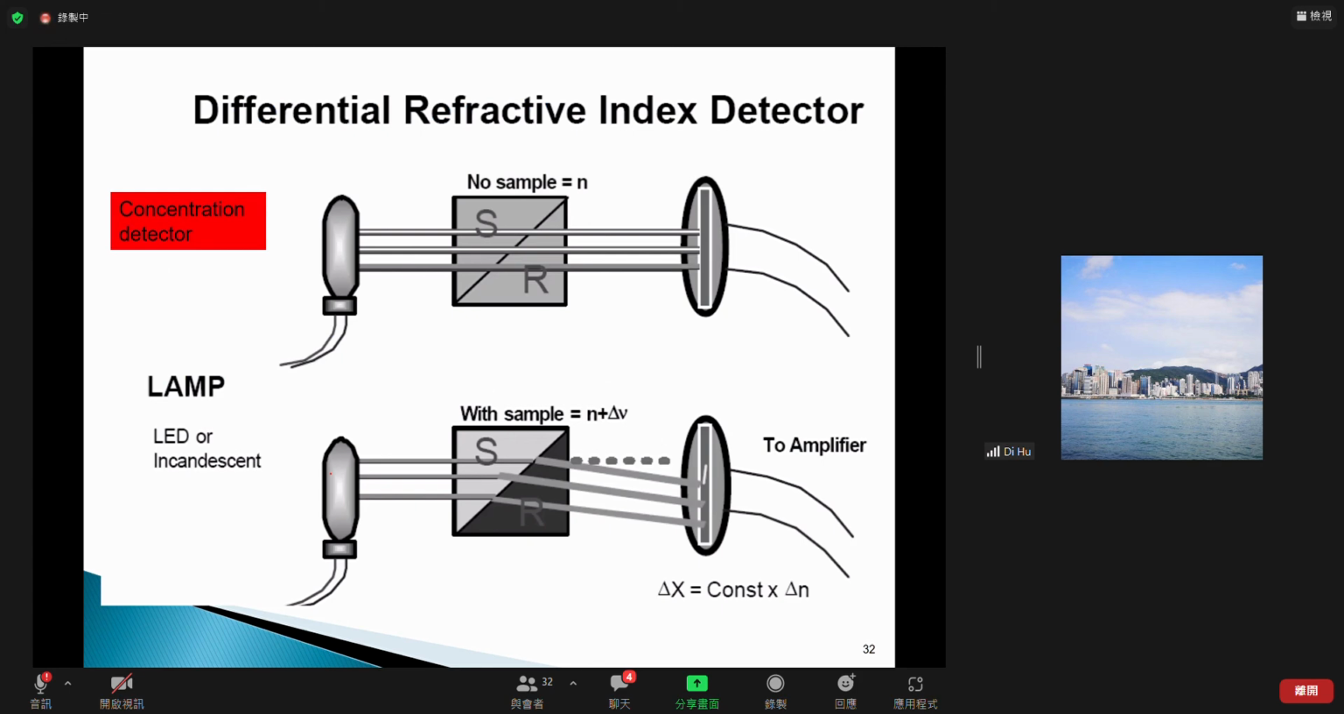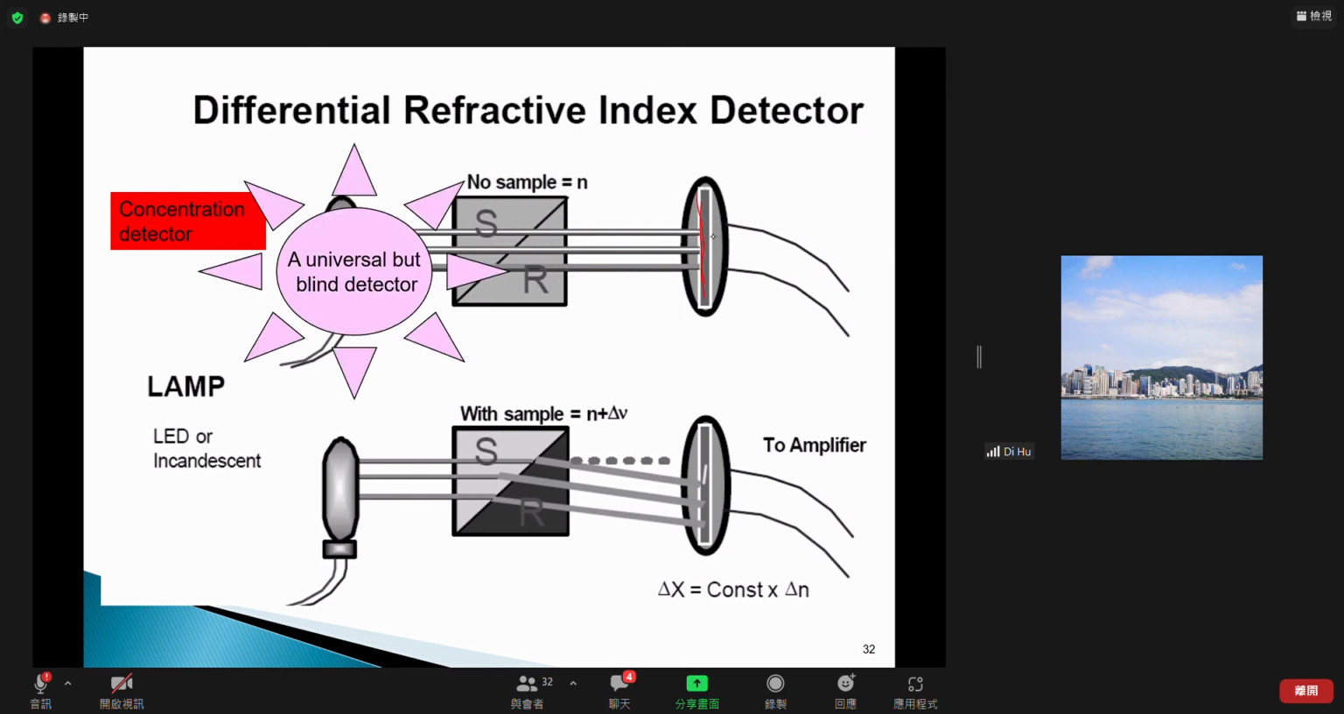Let's take a look at the differential refractive index detector. We already mentioned it a little bit. You have a light source, which can be an LED light or an incandescent light. It shoots through the sample cell and the reference cell. If there's no sample, the sample cell and reference cell are the same, so the light just shoots onto a detector. The detector has a photosensitive surface, and it can measure the position of the light shooting on it.